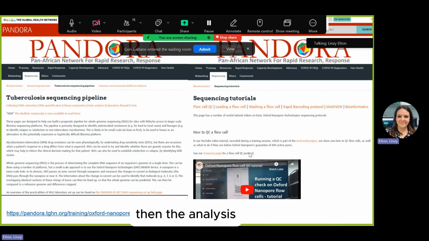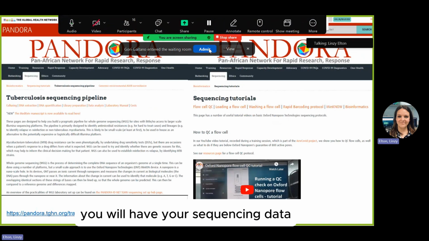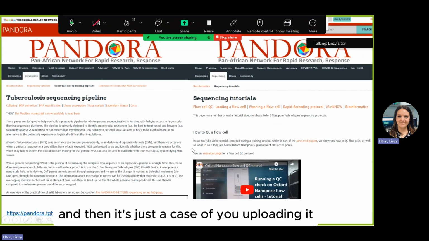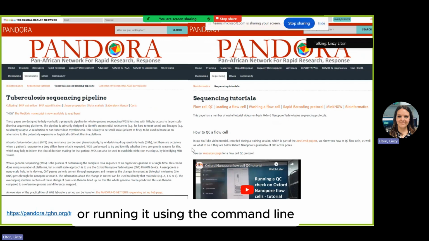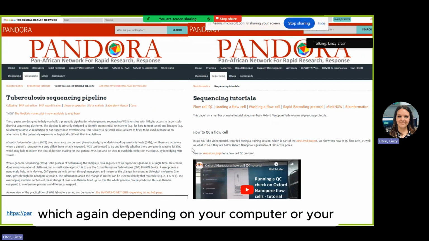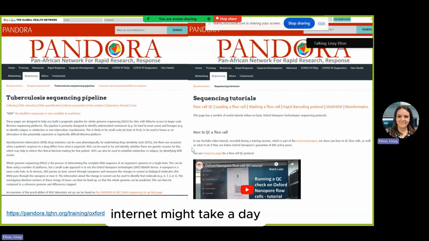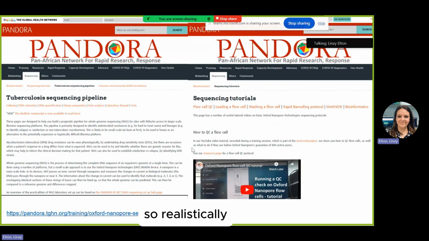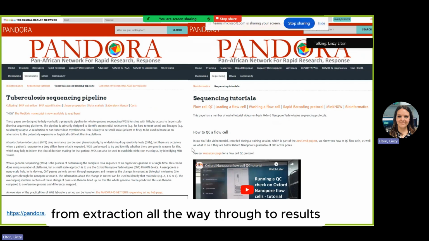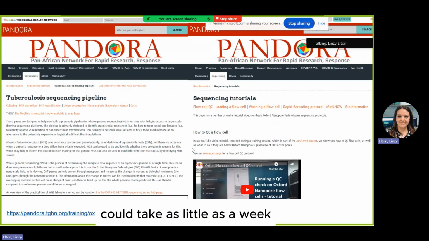And then for the analysis, you will have your sequencing data, and then it's just a case of uploading it or running it using the command line, which, depending on your computer or the internet, might take a day, depending on how many sequences you've got to run. So realistically, from extraction all the way through to results could take as little as a week. Does that answer the question?